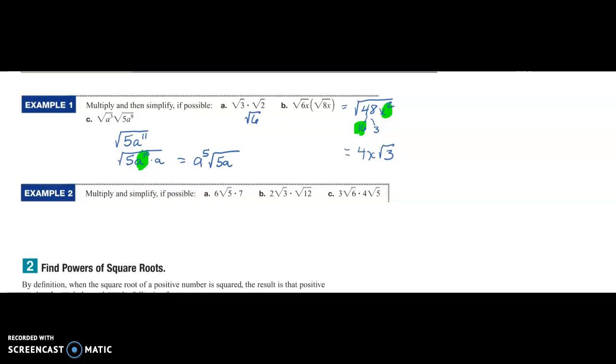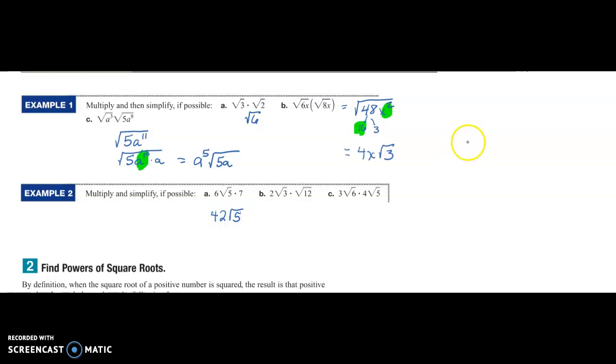different problems. Again, I'm looking in your textbook. This is example 2. Anything outside, when I'm multiplying two terms, I'm going to multiply the outsides, and then I'm going to multiply the insides. So if something's on the outside, 6 times 7, that is 42, and the radical 5 stays underneath.